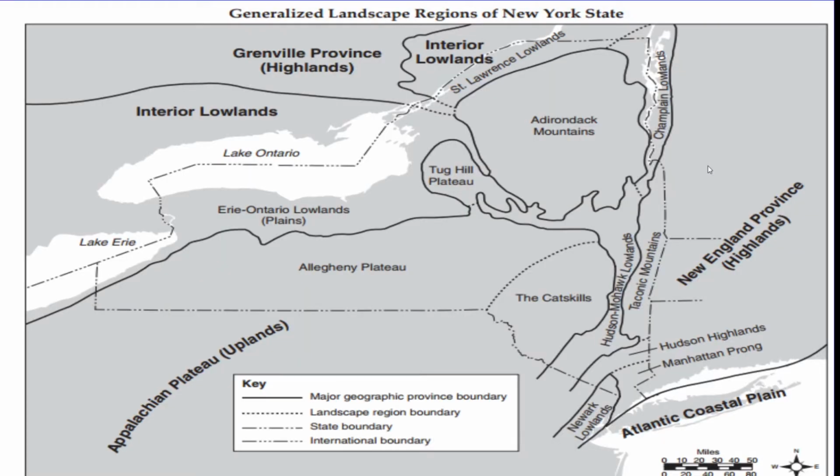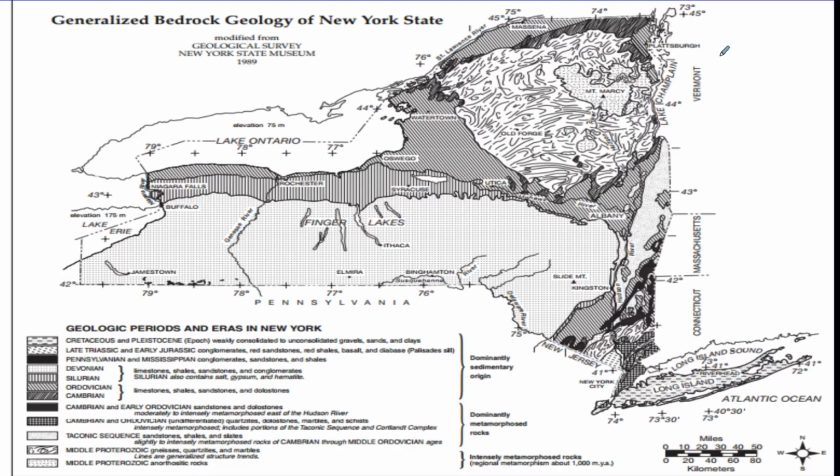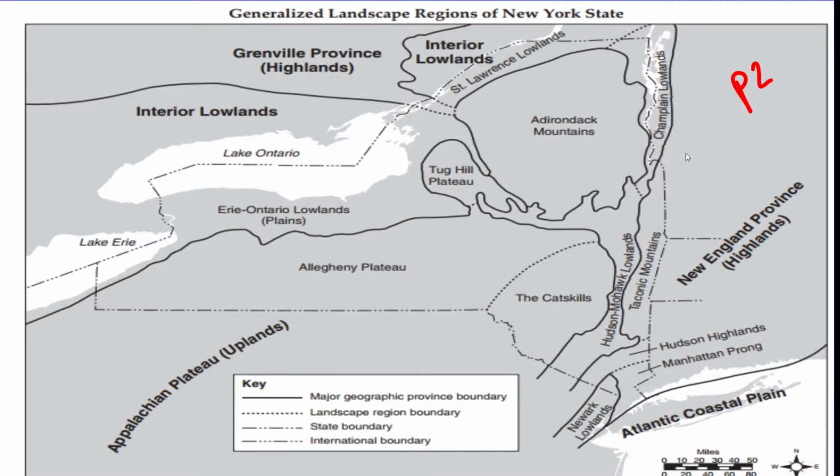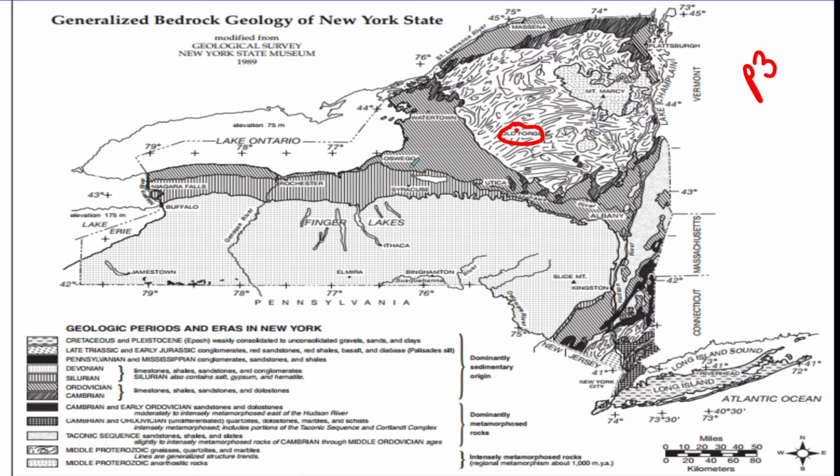All right, this is the landscape regions map on New York reference table, page 2. And this map here is page 3. This is generalized geology, but these maps are both going to be used back to back. So essentially you can find out, like Old Forge, for example, they could be like, oh, what landscape region is Old Forge in? You would find Old Forge on this page 3 map and go to the same exact spot on page 2, which is in here. So the landscape region of Old Forge is the Adirondack Mountains.